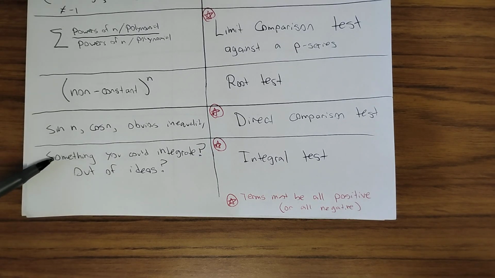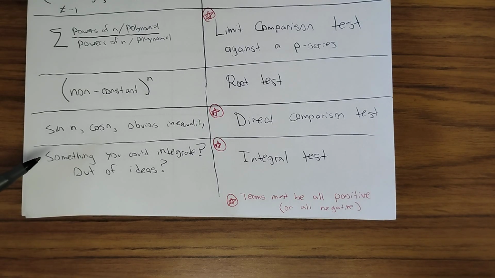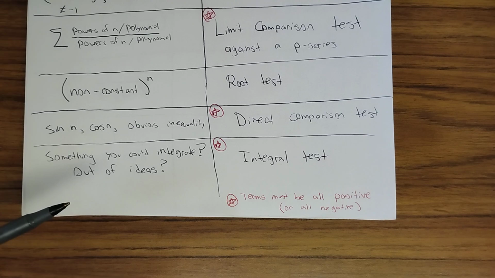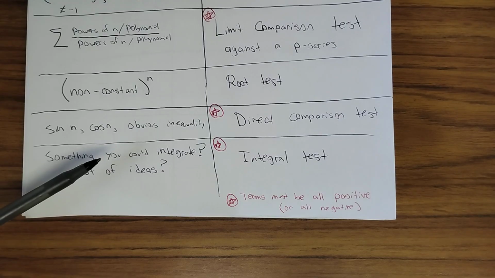In particular, if you're out of ideas, if nothing else has worked, and if you see something that you could integrate, like the terms of the sequence look like something that you could find the antiderivative of, that's good for the integral test, because you're going to need to do that to apply the integral test.